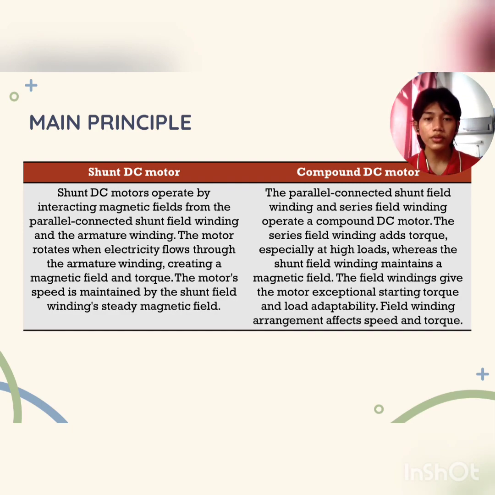As for the compound DC motor, the parallel connected shunt field winding and series field winding operate it. The series field winding adds torque, especially at high loads, whereas the shunt field winding maintains a magnetic field. The field windings give the motor exceptional starting torque and load adaptability.